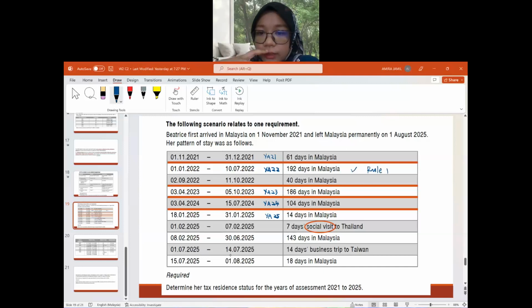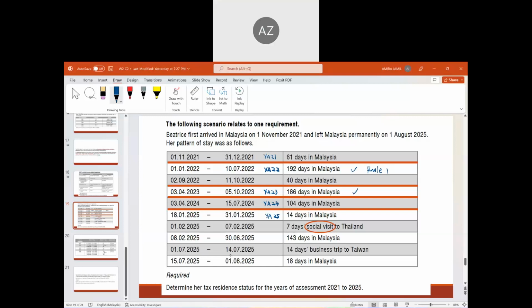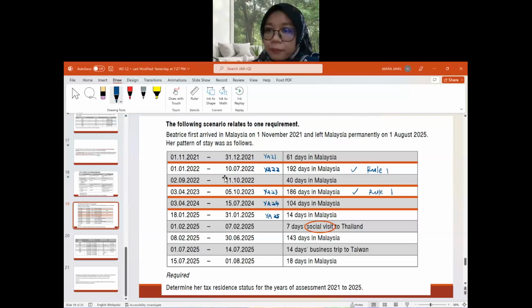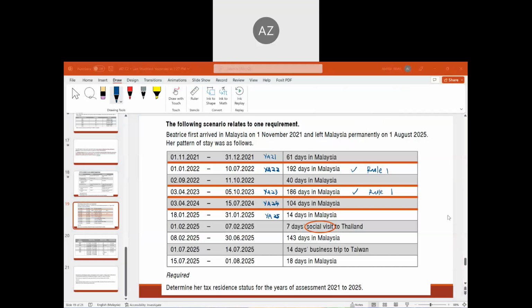And then 2023. 2023, rule number 1. Is there any more? There isn't, right? There isn't. Okay. How about this one? Is there any? More?